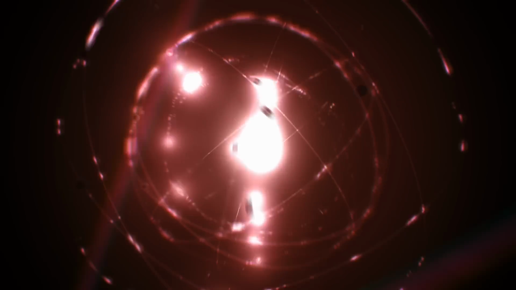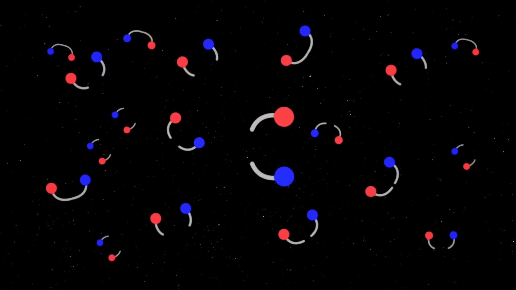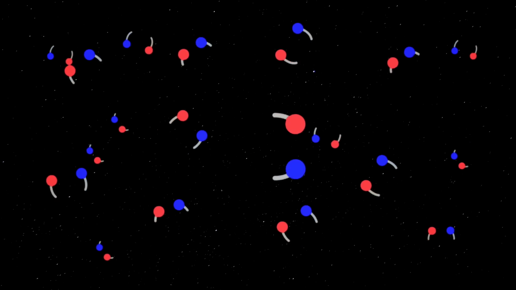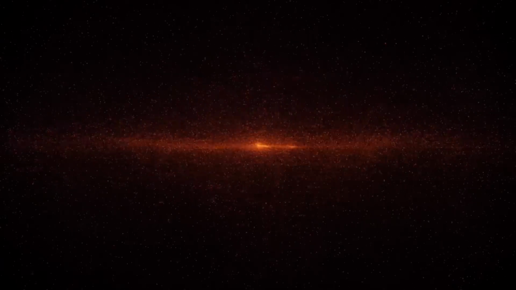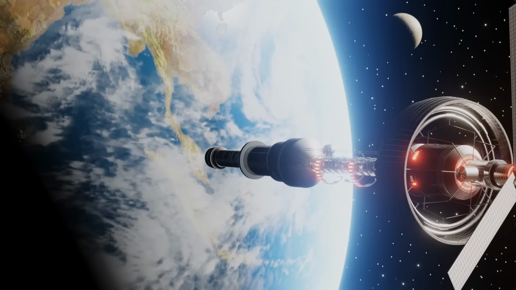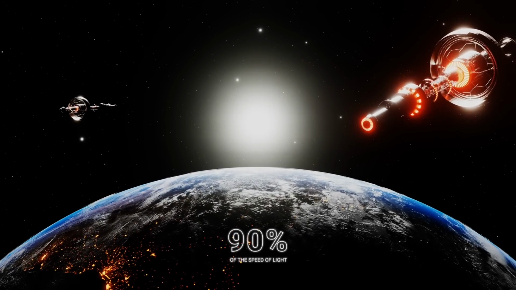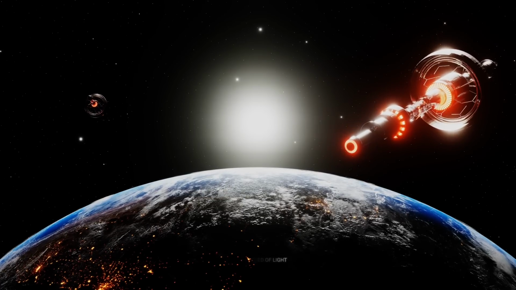Antimatter is a unique substance that has the same mass as regular matter, but with the opposite electric charge. When matter and antimatter come into contact, they annihilate each other, releasing tremendous amounts of energy. Antimatter is capable of delivering much denser energy than any technology currently available. Theoretical calculations suggest that a spacecraft functioning on antimatter could potentially reach up to 90% of the speed of light. This would mean it could reach Proxima Centauri in just over 4 years.